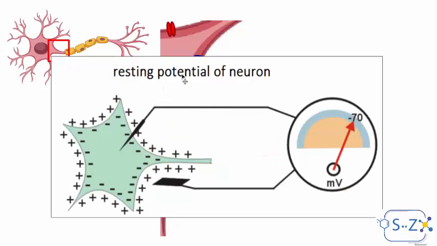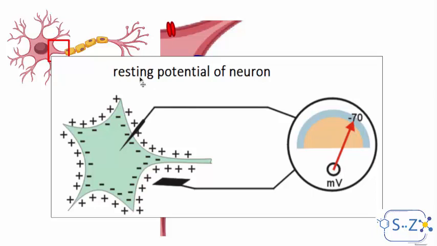These gates cause what we call the resting potential of a neuron, where the outside of the neuron or the cell body is positive and the inside is negative, and this appears on the oscilloscope as -70 millivolt. This is the value of the resting potential when there is no message, when the neuron is not doing anything. Now we're going to see what causes this resting potential.